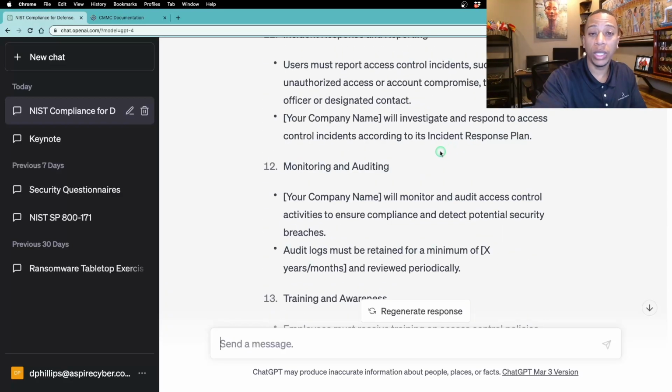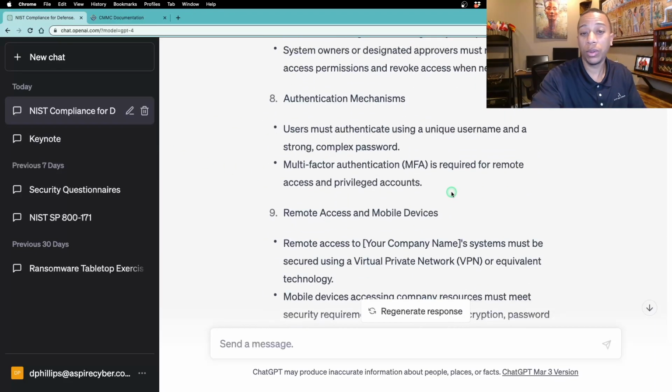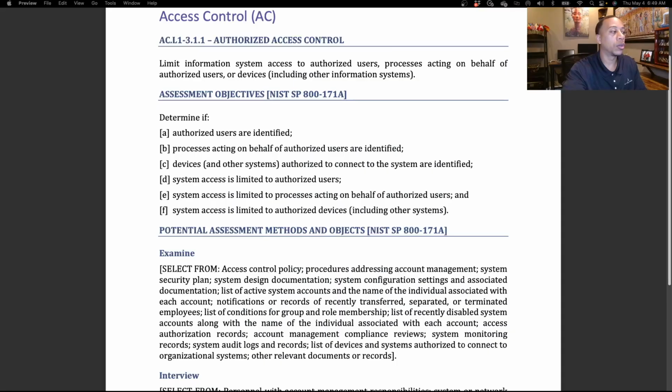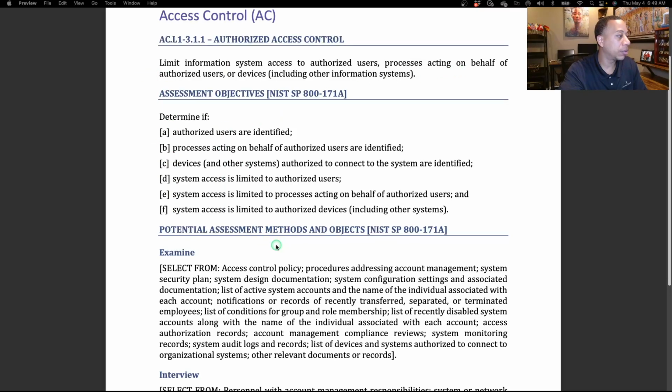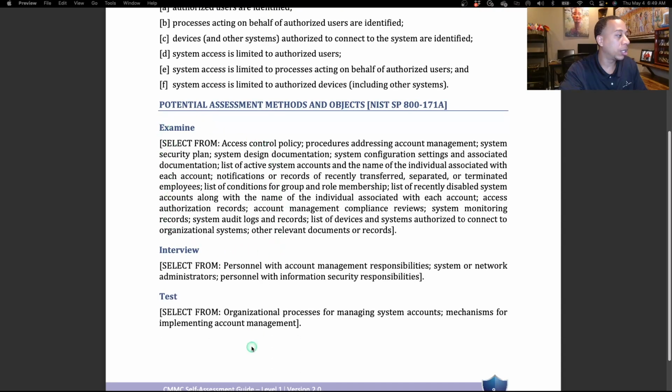So you can just view this as your template. You would take this, copy and paste it into your policy template, and then manipulate it from there. So now going back to the CMMC Level 1 Assessment Guide, we went through the practices, we went through the assessment objectives. Now in this section, this is how we can either examine, interview, or test.